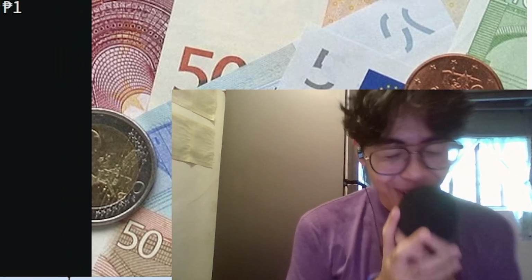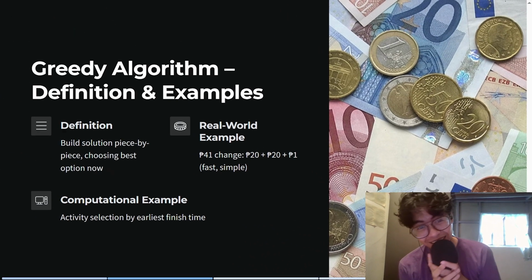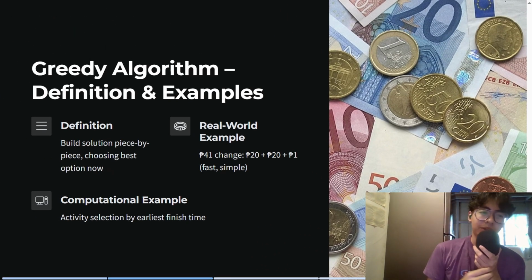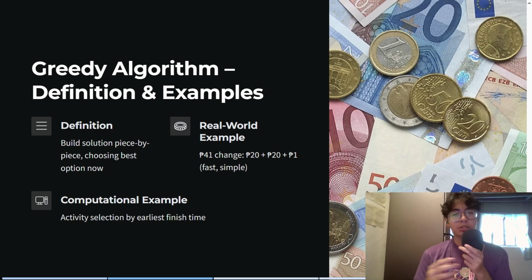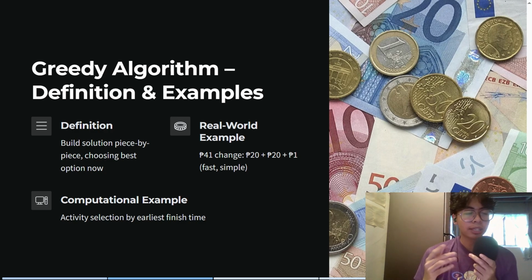Okay, going to the very first algorithm, which is the greedy algorithm. So what is a greedy algorithm? A greedy algorithm builds up a solution piece by piece, always choosing the option that looks best at that specific moment. That's why it's a greedy algorithm. You're making a greedy choice.